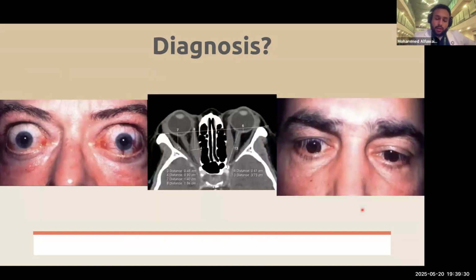Okay. Now we have this patient over here. Tell me the diagnosis based on these findings.